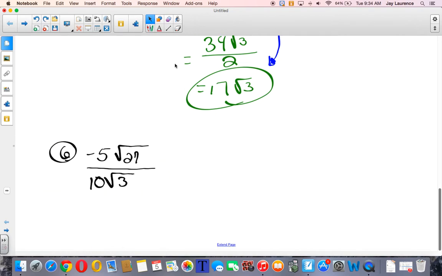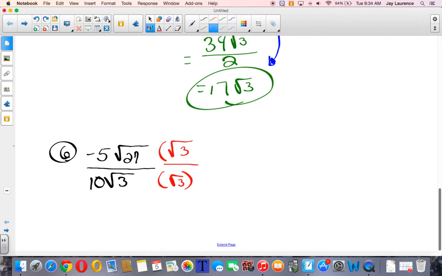All right, so the irrational part of my denominator is only the rad 3. So I'm not going to multiply by 10 rad 3. That's unnecessary. I'm going to multiply by rad 3 over rad 3. Always multiply by the irrational part, the part I want to get rid of. Okay, so when I do that, my denominator is going to become 10 times 3, or better yet, 30, right?